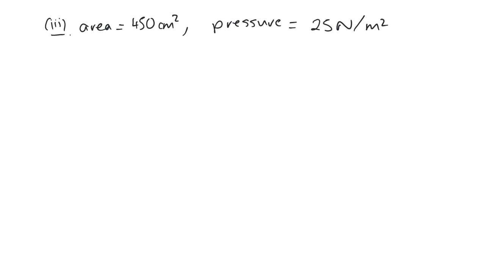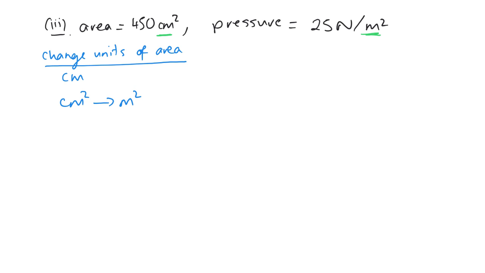Part 3 then, we have the area is 450 centimeters squared and the pressure is 25 newtons per meter squared, and again we're trying to find out the force. So remember to look at our units. So our area is in centimeters squared and our pressure is in newtons per meter squared. So we need to again change the units of area. So we want to go from centimeters squared to meters squared.